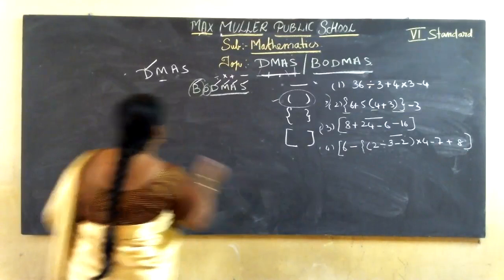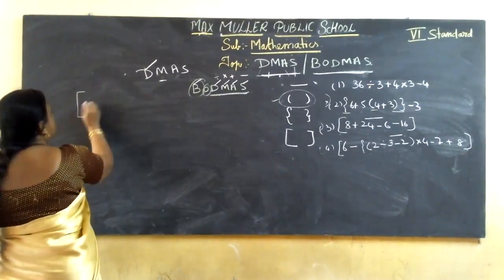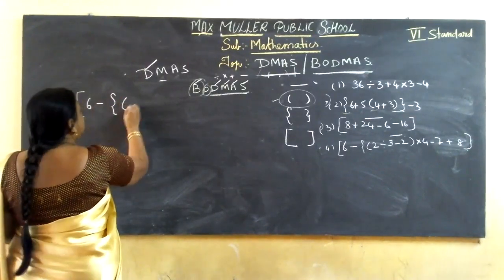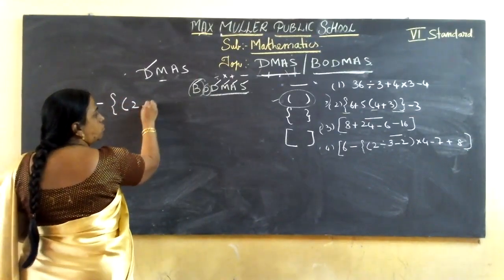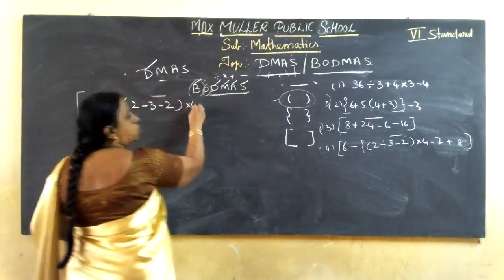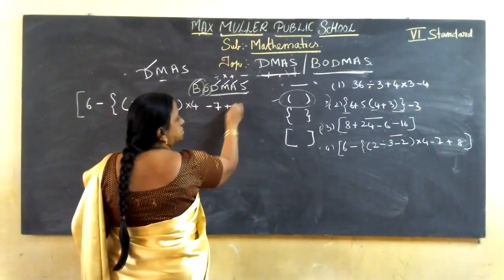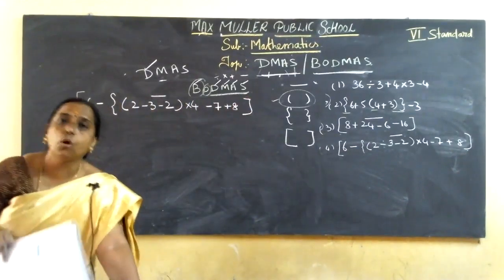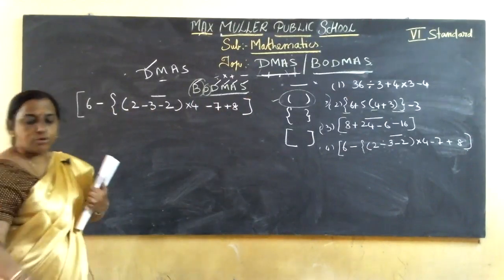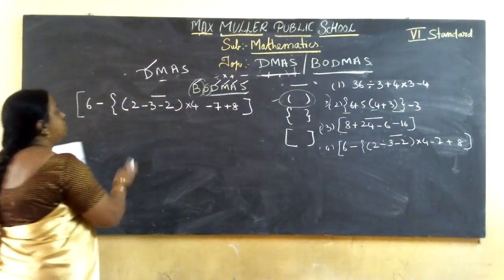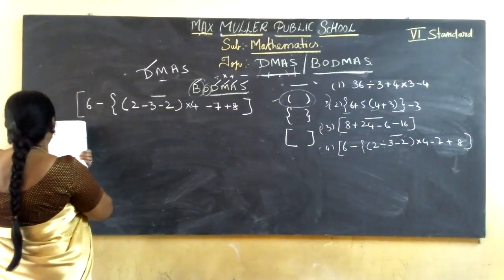So last one: open square bracket, 6 minus curly bracket, open small round bracket, 2 divided by 3 minus 2, close, into 4 minus 7 plus 8, close. This is an example, no need to copy this, just listen. The textbook exercise questions you can copy in your classroom. Now first I will check whether the question is correct or not.